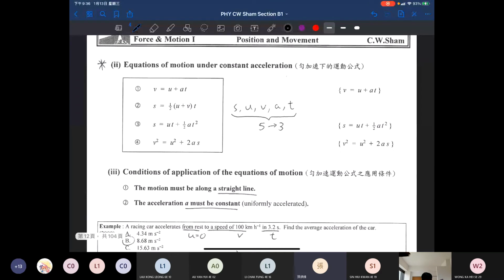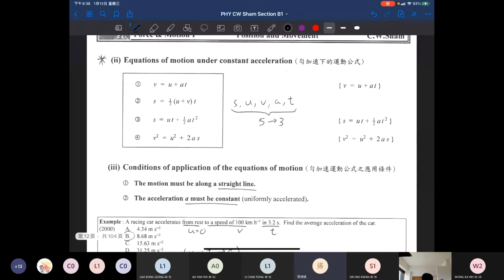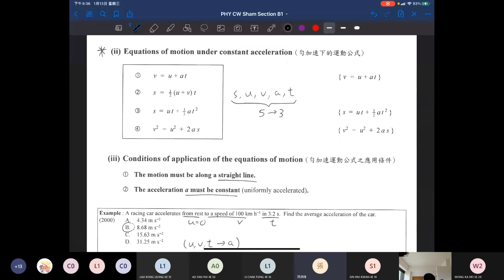Now, the equations of motion under constant acceleration. There are four equations, and you only need three of the quantities to choose which equation to use. For example, if I have the initial velocity, the final velocity and the time, and I want to find the acceleration, I see which equation satisfies this, and it would be this one, to find the acceleration.